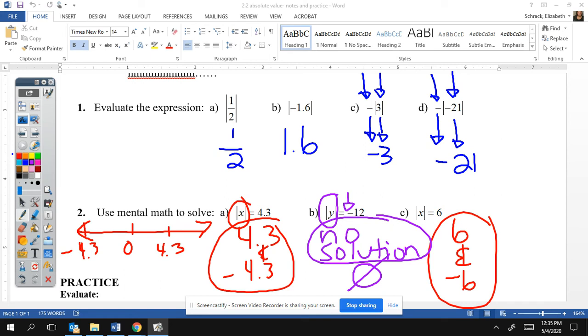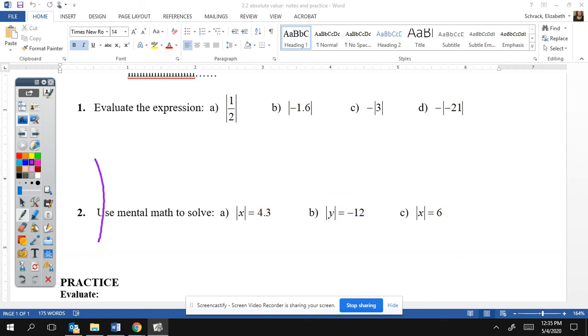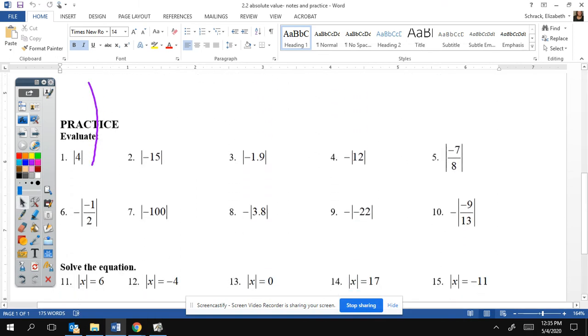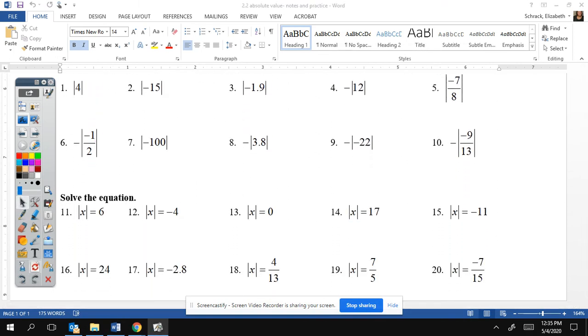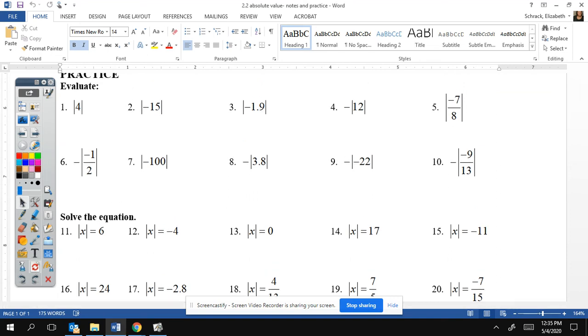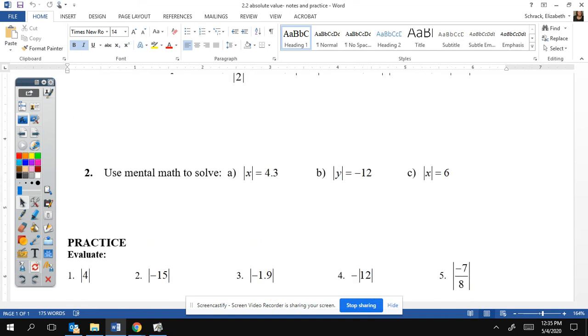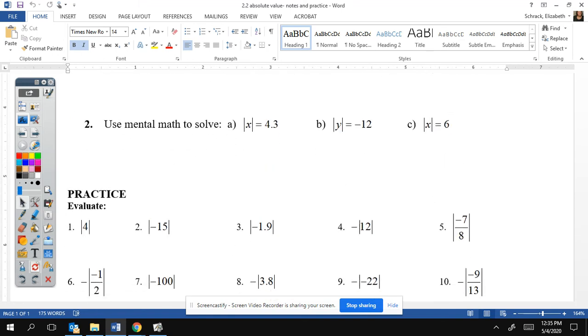Okay, so you're evaluating like in number 1 and you're using mental math like in number 2. So let me quickly show you the practice, what you're going to be doing today. So you have 2 sections just like at the top. The first section is your evaluating section, just like numbers with A, B, and C and D. And then 11 through 20 are solving the equation, just like you did in number 2, A, B, and C.